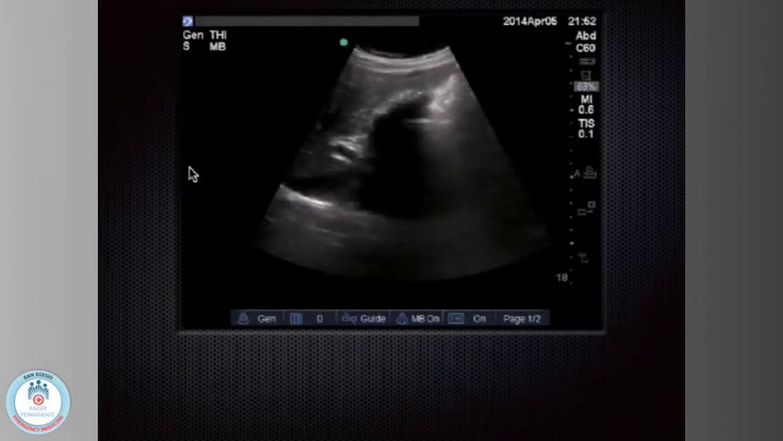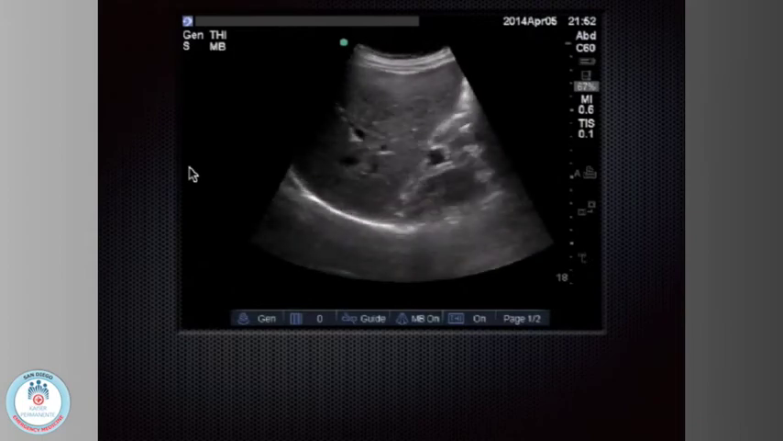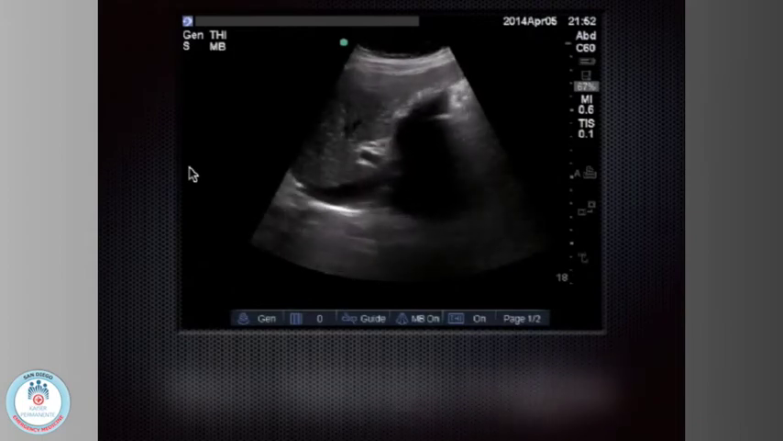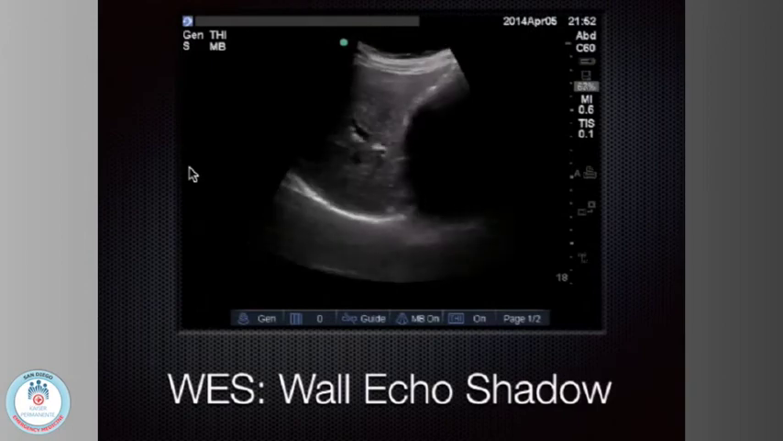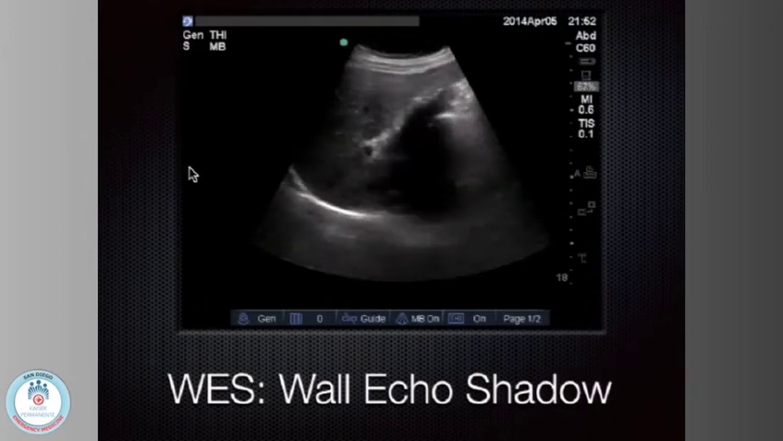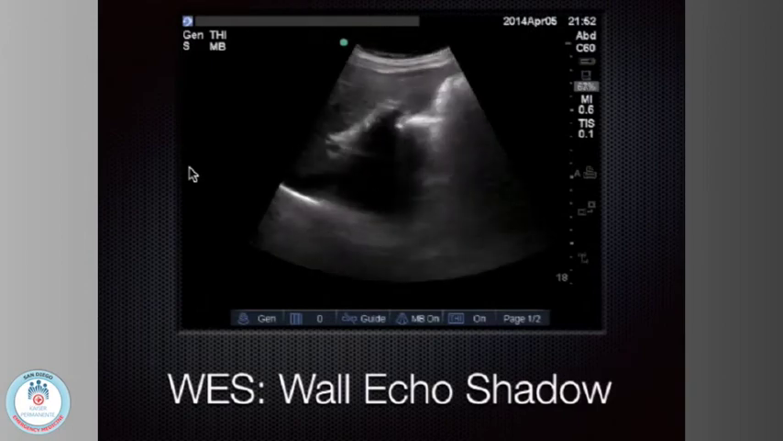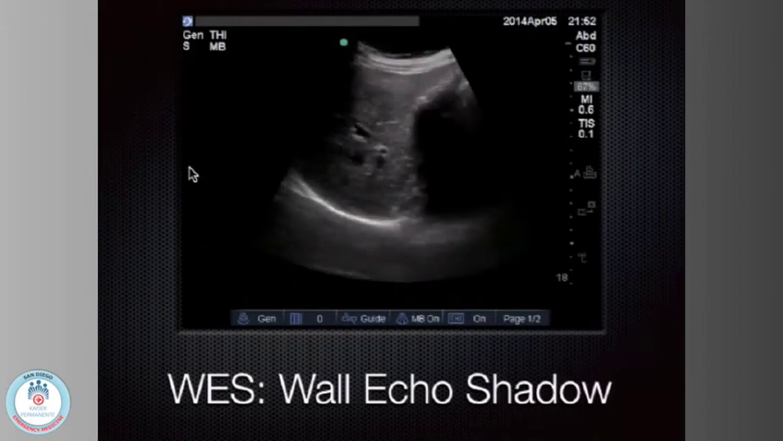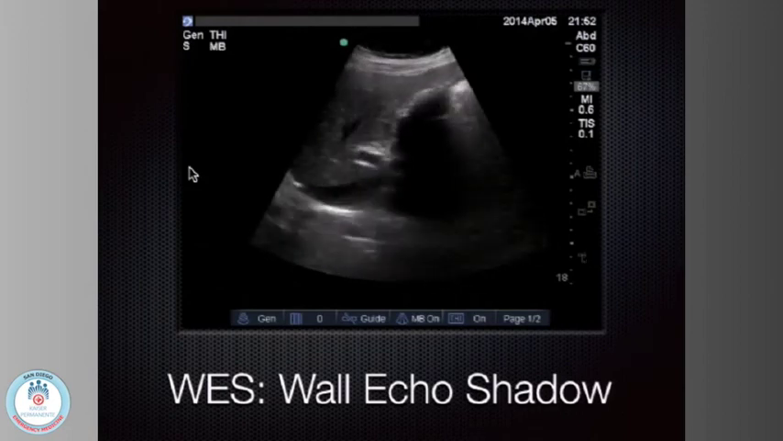What's going on here? Wall echo shadow. Yeah, good. This is a wall echo shadow. You guys know what you're talking about? So the sound comes in and hits the anterior wall of the gallbladder, and it's a contracted gallbladder around stones. The sound comes right back out again, and a big shadow remains. So, wall, echo, shadow.